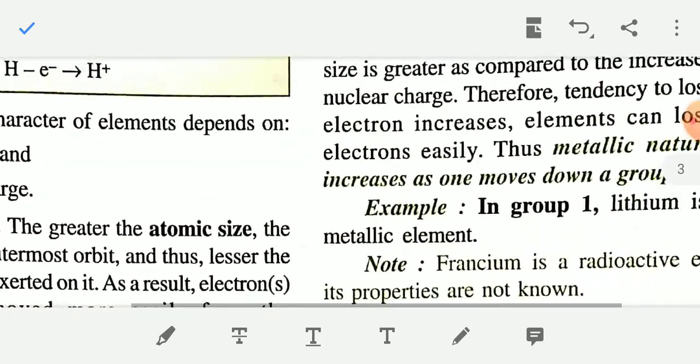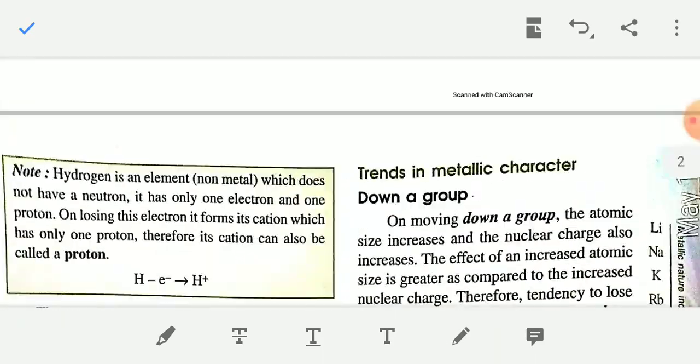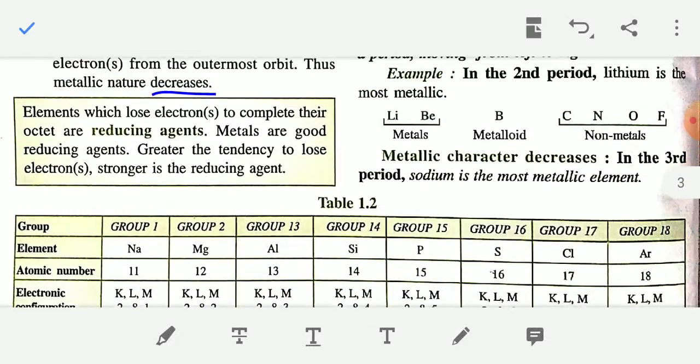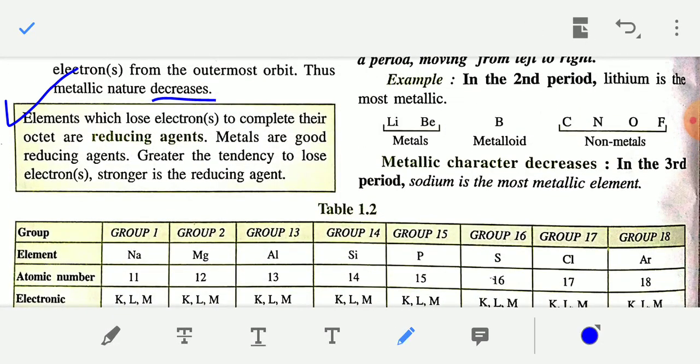And metals can lose their valence electrons easily. Metals are generally reducing agents, because they can lose electrons to complete their octet. That's why they are reducing agents also. So metals are good reducing agents. The greater the tendency to lose electrons, the stronger is the reducing agent.